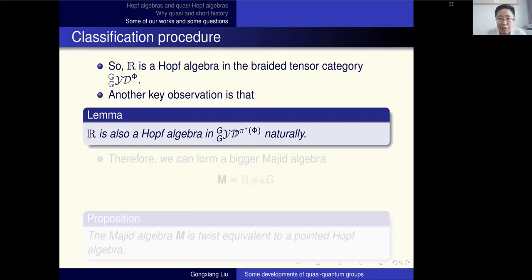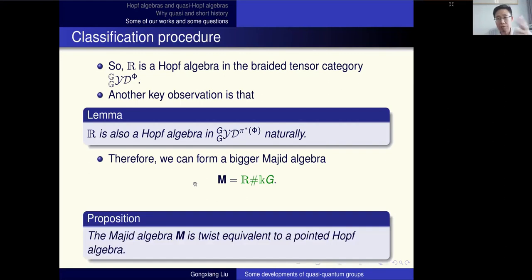Okay. Please remember, in this big group, this 3-cocycle can be resolved. It becomes a coboundary. What does that mean? If it becomes a coboundary, this means this quasi-Hopf algebra is actually a Hopf algebra, because it can be gauge equivalent to a Hopf algebra, because the associator disappears. Therefore, we can form a big modular algebra, and this bigger modular algebra should be twist equivalent or gauge equivalent to a pointed Hopf algebra.